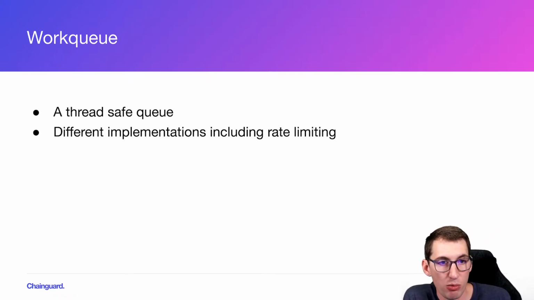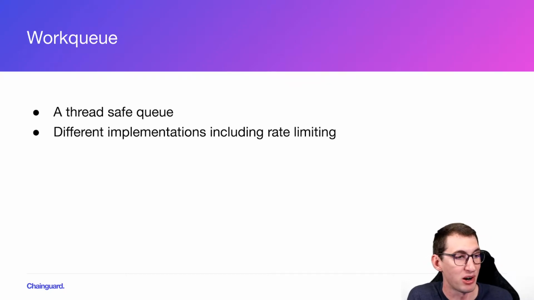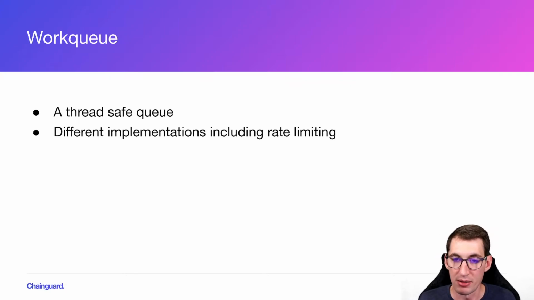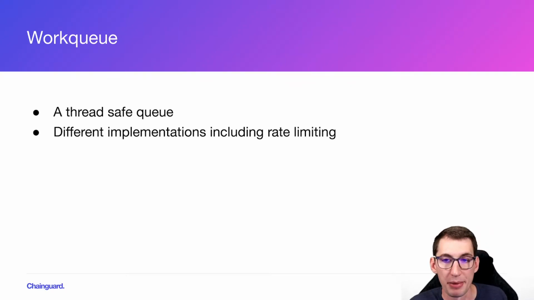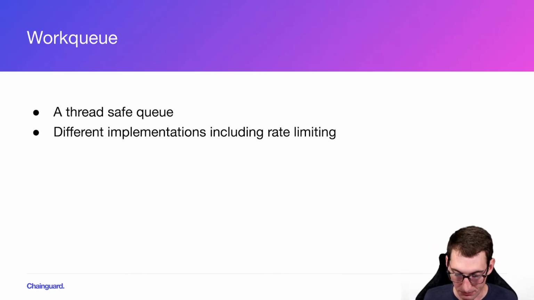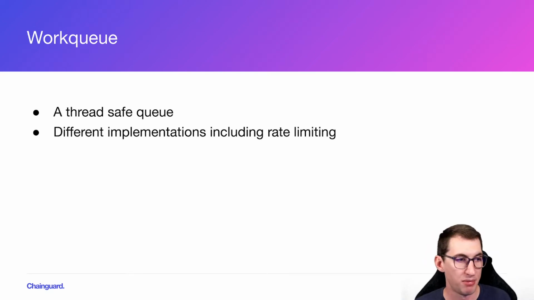Talking first about this work queue package, it's very simple and straightforward. It is a thread-safe work queue. It has different implementations, different interfaces that you can use, including a rate limiting one. This is pretty much the most common that we're going to look at. So when your controller loop runs, we can say, hey, only retry 3 times if there's a failure.